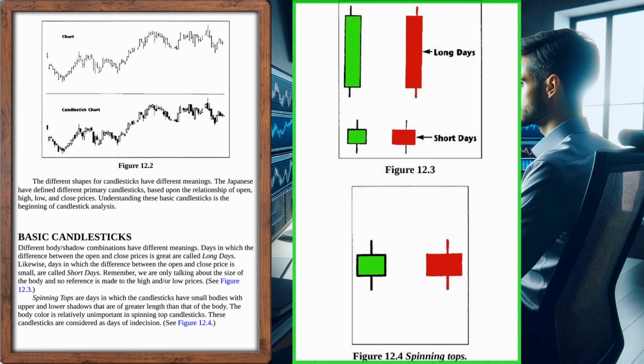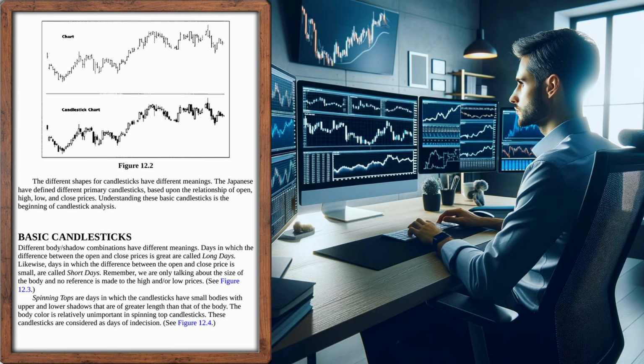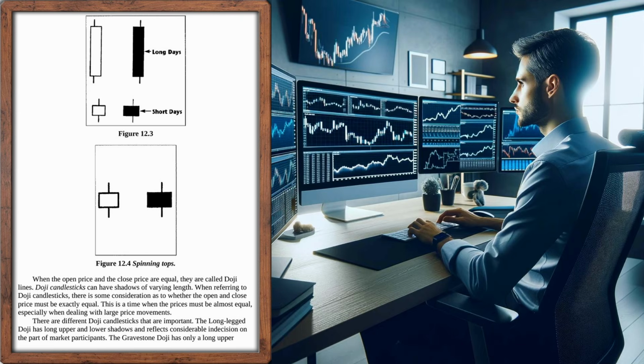Spinning tops are days in which the candlesticks have small bodies with upper and lower shadows that are of greater length than that of the body. The body color is relatively unimportant in spinning top candlesticks. These candlesticks are considered as days of indecision. See figure 12.4. When the open price and the close price are equal, they are called doji lines.